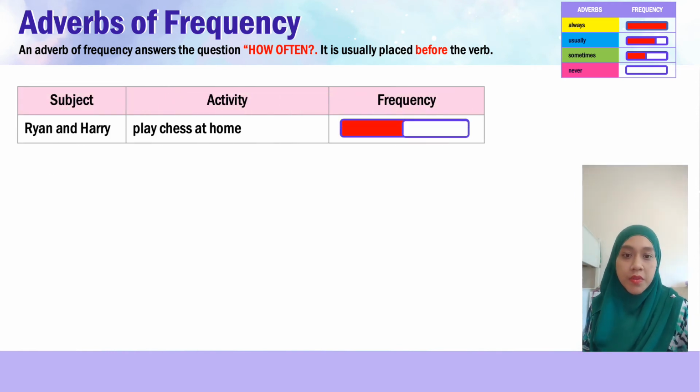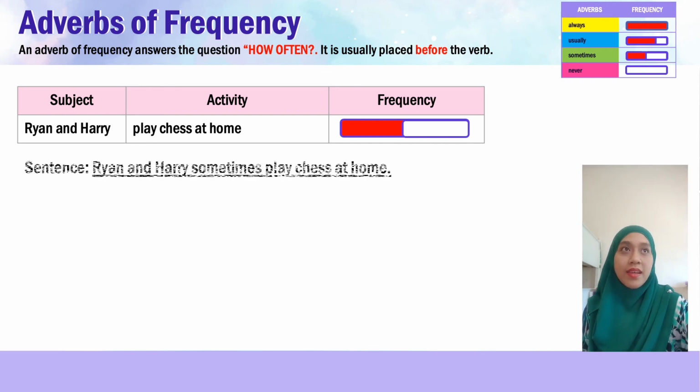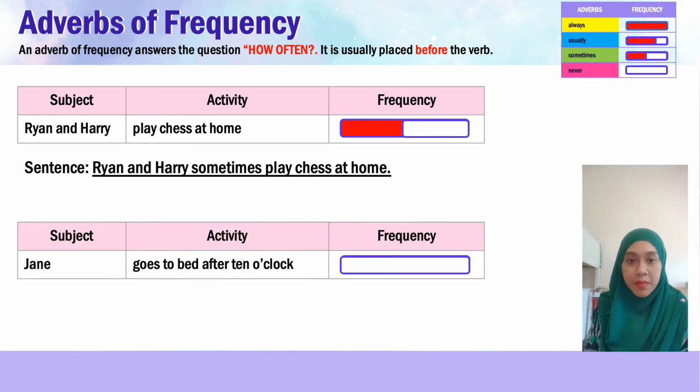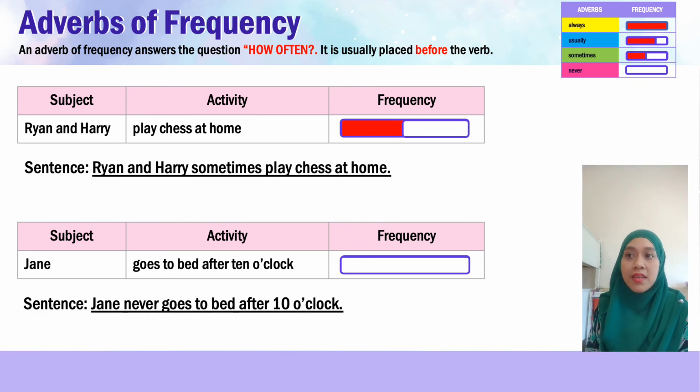Now let's move to the next example. Subject Ryan and Harry, activity play chess at home. Frequency, that is sometimes. So the sentence is Ryan and Harry sometimes play chess at home. The next example, subject is Jane, activity goes to bed after 10 o'clock. Frequency, blank, that means never. So the sentence is Jane never goes to bed after 10 o'clock.